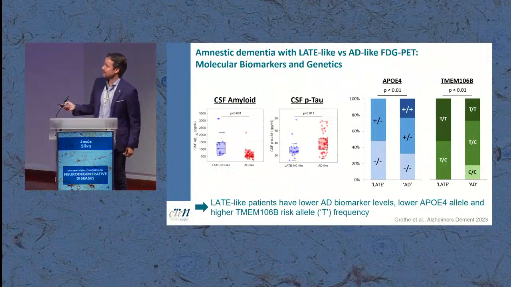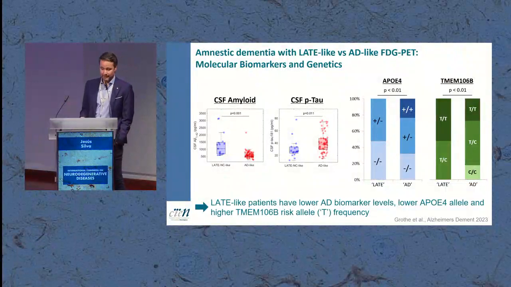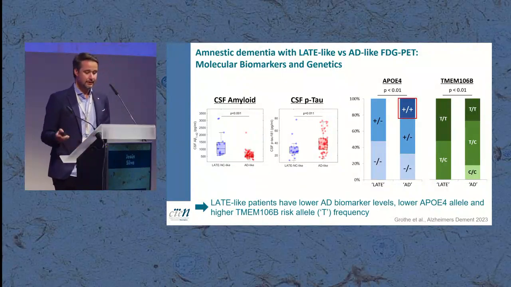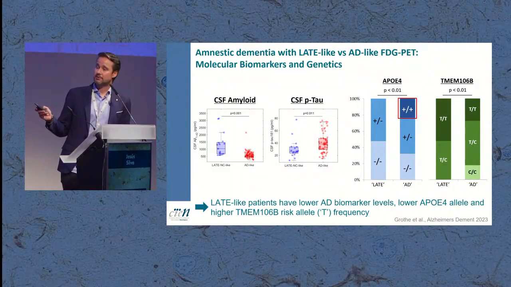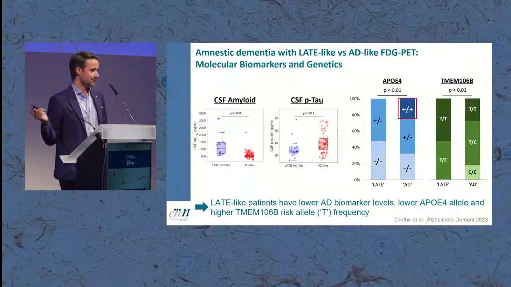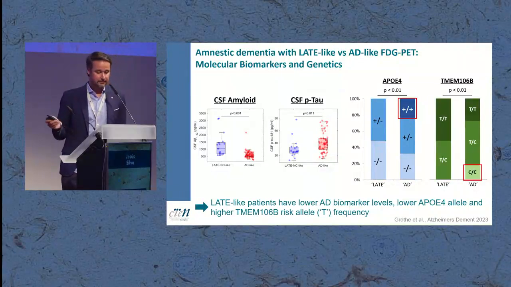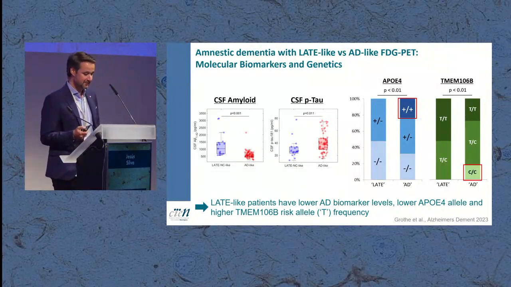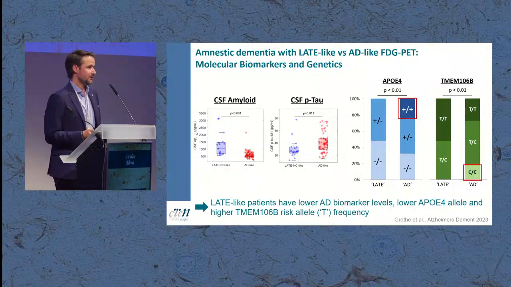In AD biomarkers, we observed that LATE-like patients have significantly less abnormal AD biomarker levels. And in genetics, we can see that they are less frequently carriers of APOE4. In fact, we only observed a small subset of APOE4-positive cases in the LATE-like group. And they are more frequently carriers of the TT risk allele in TMEM106B. And they are completely absent of CC, so of protective variants.